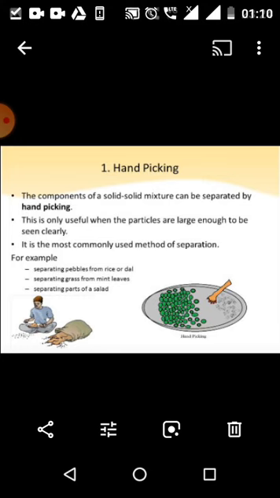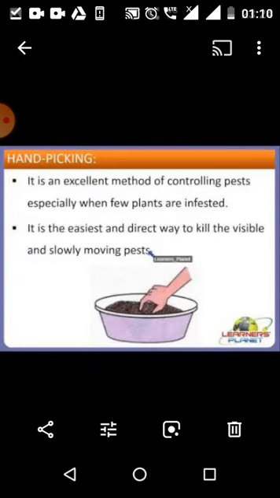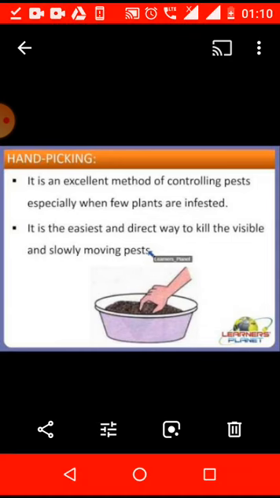Next one is hand picking. The components of solid mixtures can be separated by hand picking. This is only useful when the particles are large enough to be seen clearly. It is the most commonly used method of separation. Hand picking is also an excellent method of controlling pests, especially when a few plants are infested. It is the easiest and most direct way to kill visible and slowly moving pests.